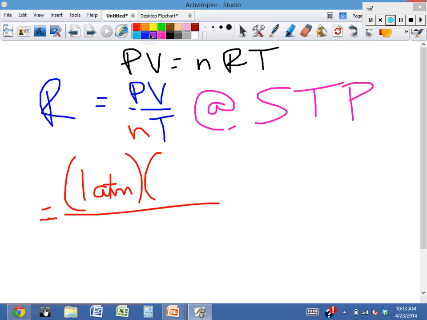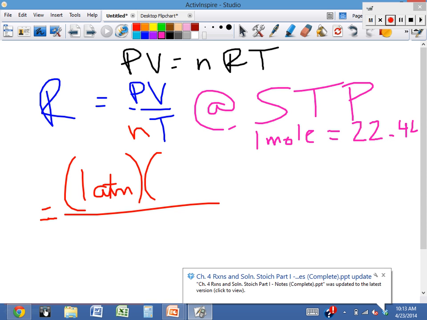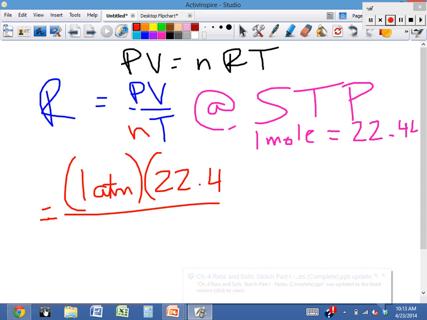At STP, we know that there is a relationship. 1 mole takes up how many liters? This is the part I was trying to get to. My apologies. So 22.4 liters. This is the key that we're trying to get to, all right? So that is the number we're going to plug into our volume. So 22.4 liters. And again, this is for 1 mole.